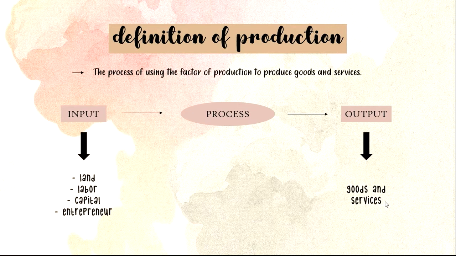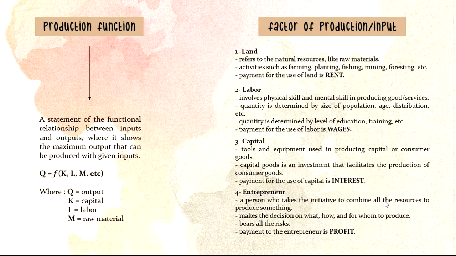For example, we want to make clothes, so we need a designer, right? The designer is the input because it is labor, and the output is the clothes because it is a good. Okay, so we move to the production function.